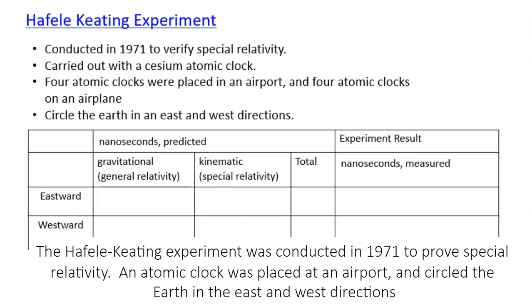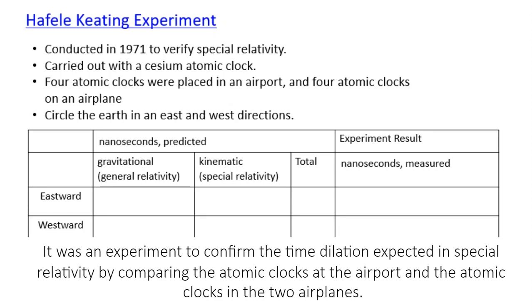The Hafele-Keating experiment was conducted in 1971 to prove special relativity. An atomic clock was placed at an airport, and circled the Earth in the east and west directions. It was an experiment to confirm the time dilation expected in special relativity by comparing the atomic clocks at the airport, and the atomic clocks in the two airplanes.